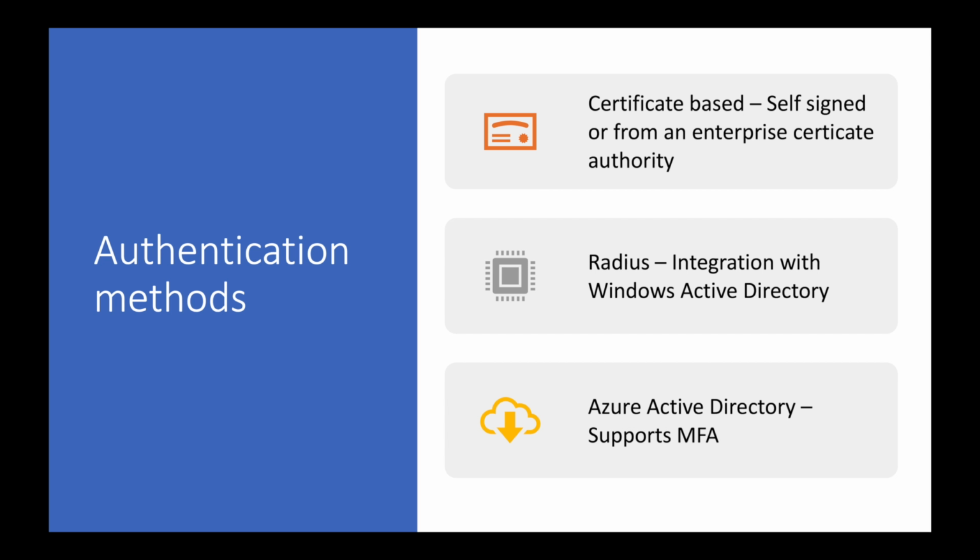Let's talk a little bit about authentication methods. One authentication method that you can use is certificate-based, either self-signed or from an enterprise certificate authority. With certificate-based authentication, you have to have a valid certificate on the user's machine, so that they can make that connection and the system knows they are good to go. A RADIUS authentication method integrates with Windows Active Directory. I will not be going over that or certificate-based authentication in this video.